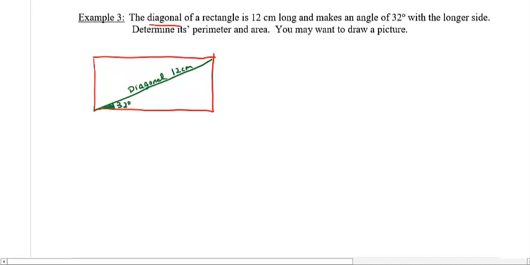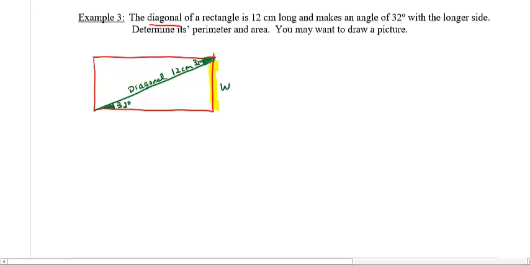There's the longer side. Is that the only angle here that's 32? Well, there's also a longer side here, so this angle here is also 32. Okay, your job is to determine its perimeter and the area. So if you need the perimeter, you need the list of all four sides. And for the area, you need, of course, the length of the two sides, length and width. So ultimately, we have to figure out the length and the width.